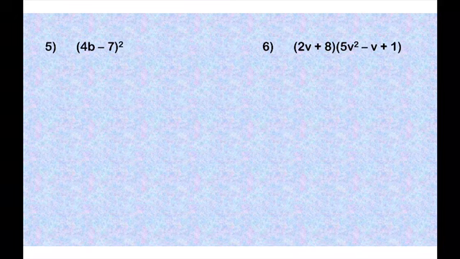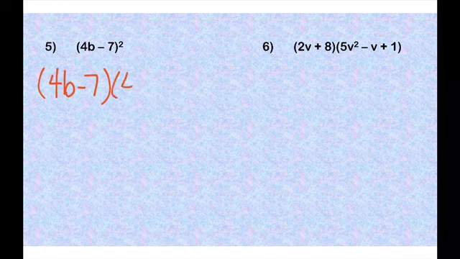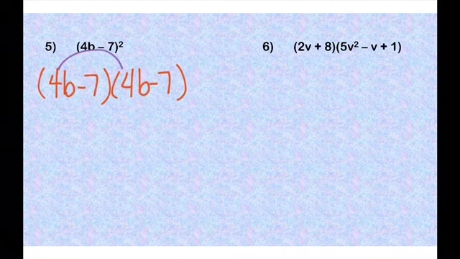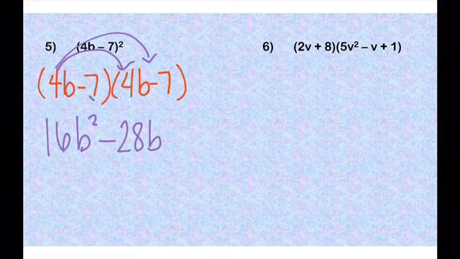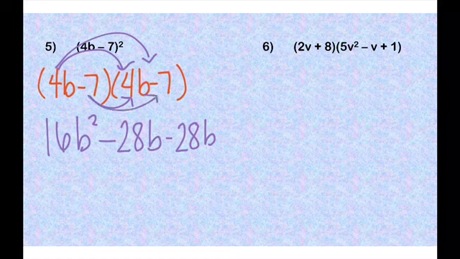Okay, number 5. This is a quantity squared, so you have to write this out. Remember, don't take a shortcut. It won't work. Okay, so we're going to do 4b times 4b. That's 16b to the second power. 4b times negative 7, watch your signs, negative 28b. Negative 7 times 4b is negative 28b. And negative 7 times negative 7 is plus 49.